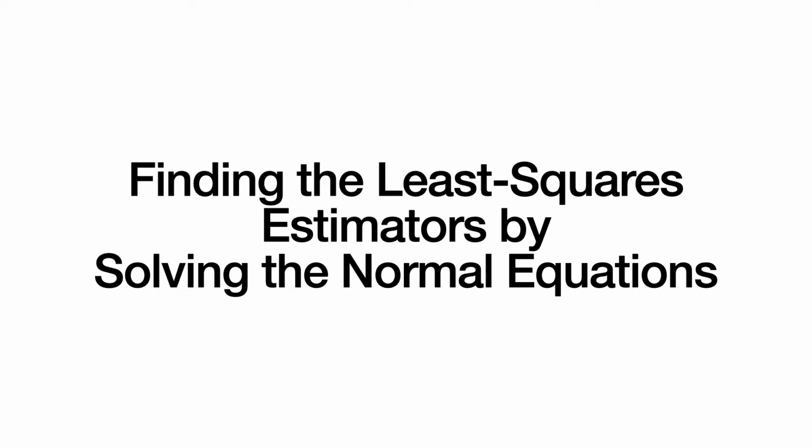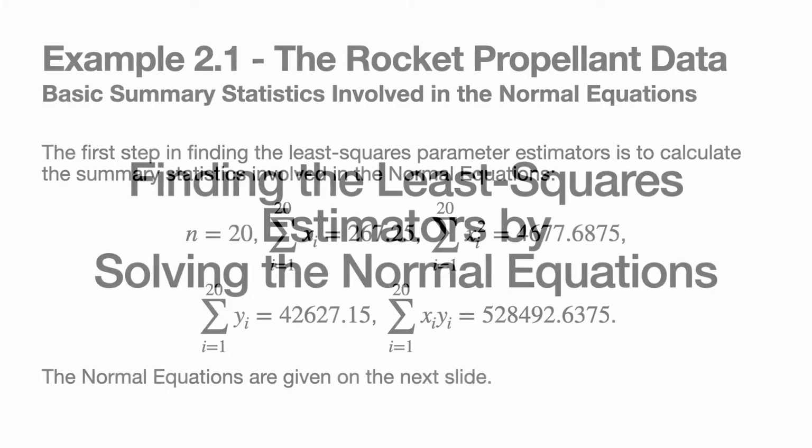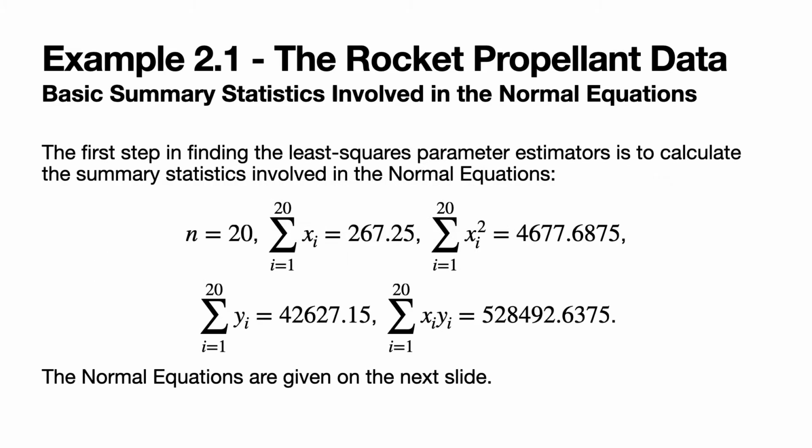So a simple linear regression model appears to be appropriate for these data. So let's find the least squares estimators of the simple linear regression model by solving the normal equations. The first step in finding the least squares parameter estimators is to calculate the summary statistics involved in the normal equations. And so I've calculated those summary statistics and presented them here.